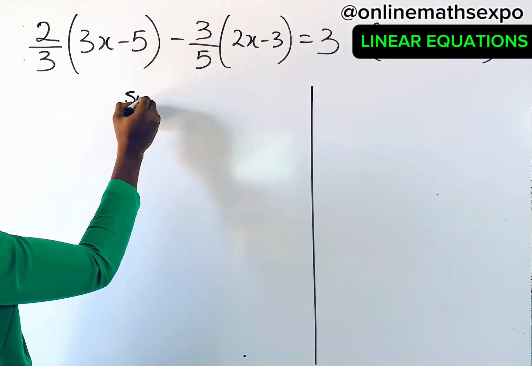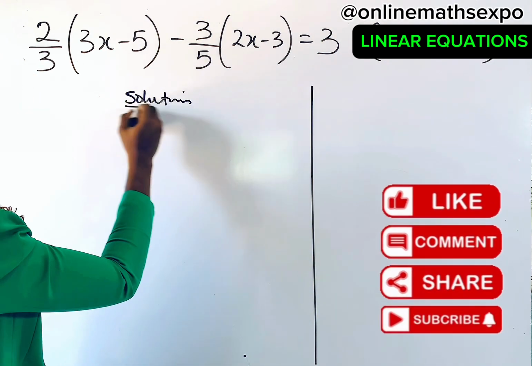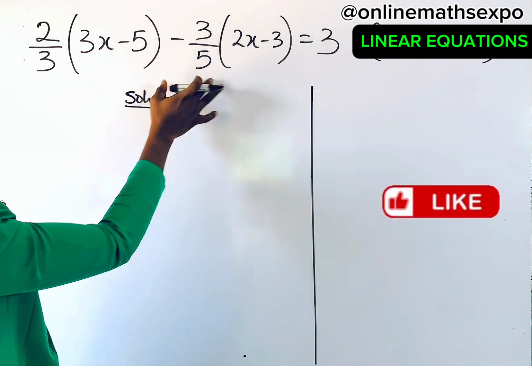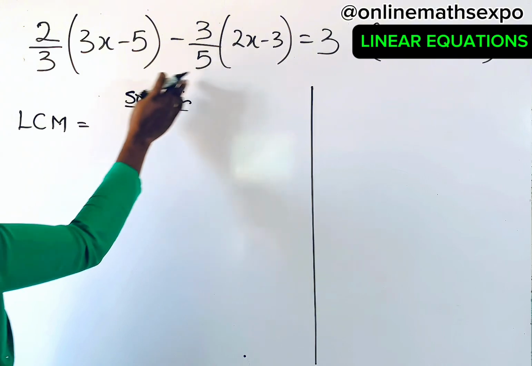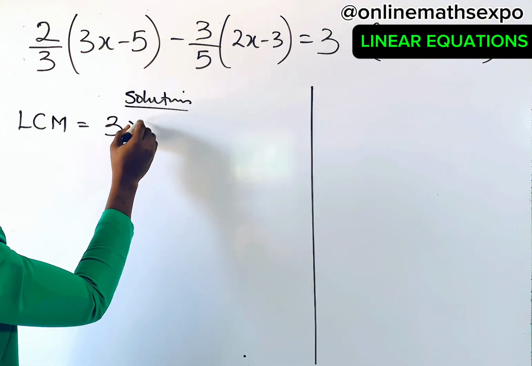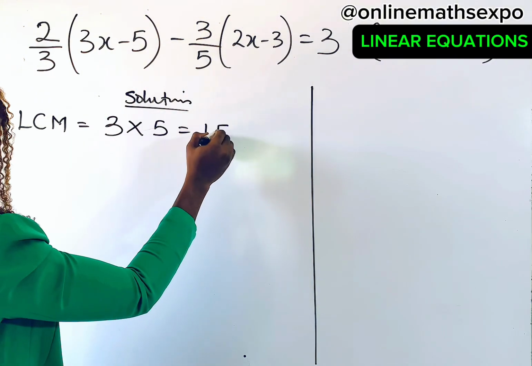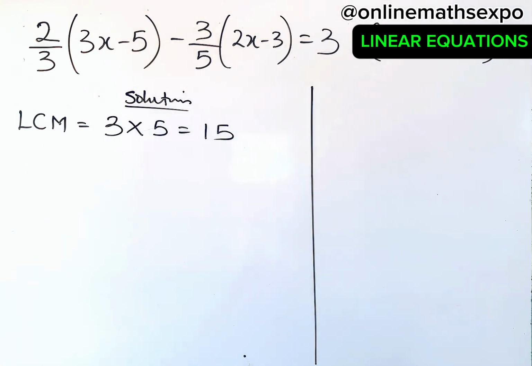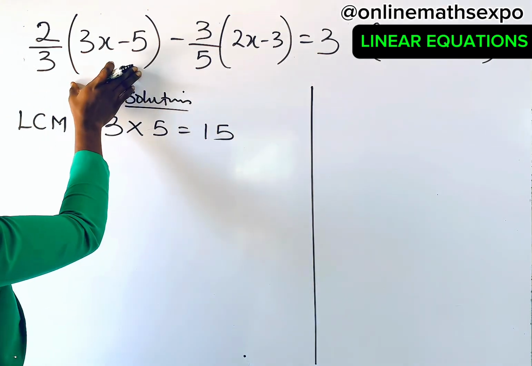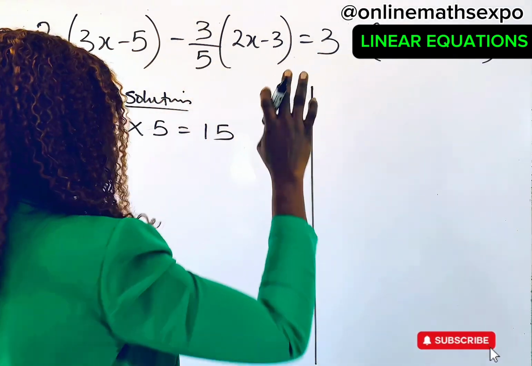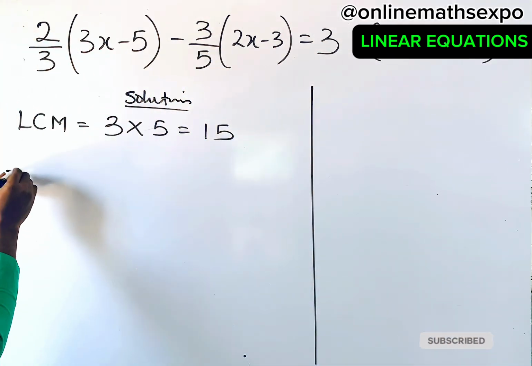Let's begin with the solution. We are going to take the LCM of these two. So what will be the LCM, the lowest common multiple, of 5 and 3? Just multiply these two, it gives you 15. Interesting. Now, what do you do with this 15? You are going to use it to multiply each of these. Now, to do that, see what you are going to have.